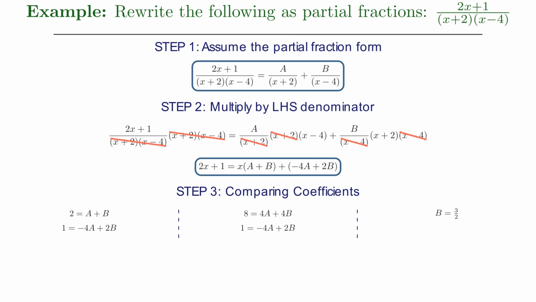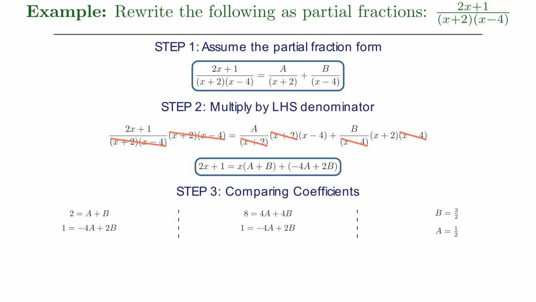Then we can substitute this back into the first equation, which is 2 = A + B. So 2 = A + 3/2. Subtracting 3/2 from both sides gives that A is equal to 1/2.